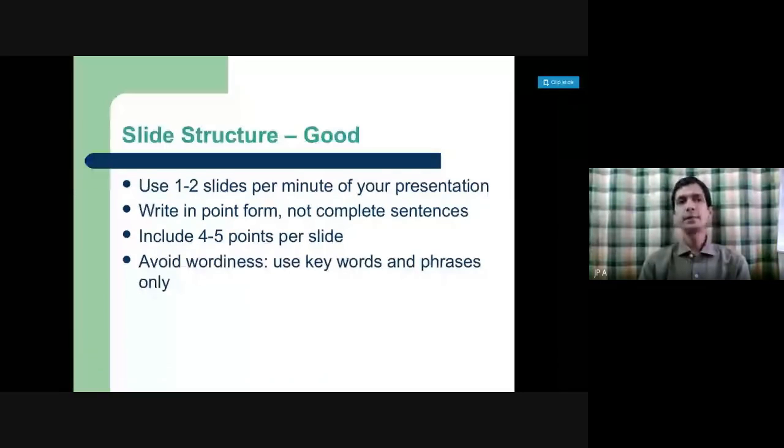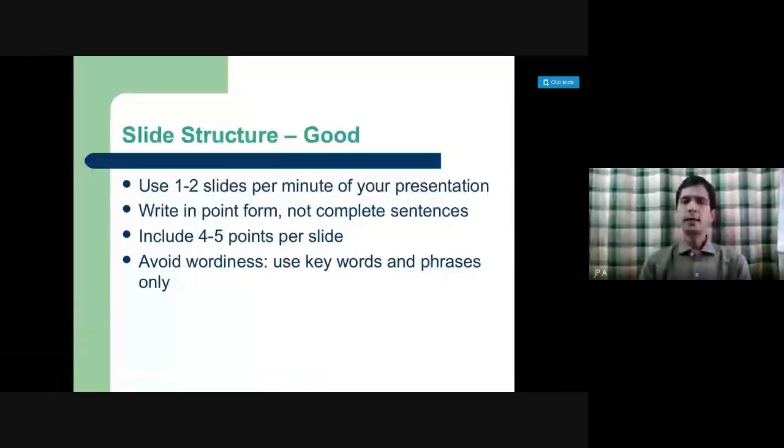If your presentation is very long, for example 1 hour, then you can use perhaps 10, 20 slides. The rule of thumb is that there should be around 1 to 2 slides per minute of your presentation. So if you are presenting for a minute, you should have 1 or 2 slides for every minute. There is no fixed rule.